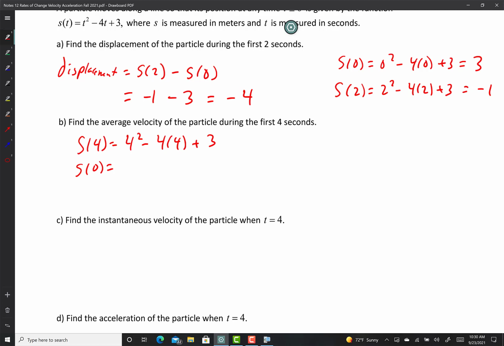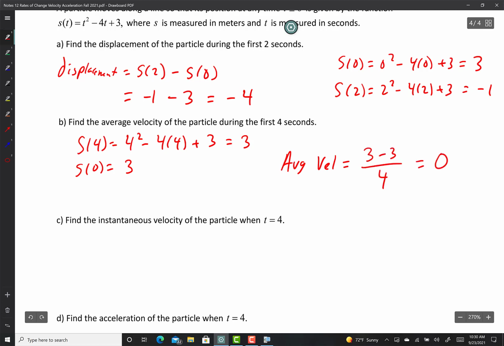At 0, I already have it. I don't have to calculate it. That was 3. So let's see, 4 squared, 16, 16 minus 16. 3 and 3. Do I move, technically? No. So your average velocity, I'm going to spell it out, average, VEL, equals 3 minus 3 divided by 4, which is 0.